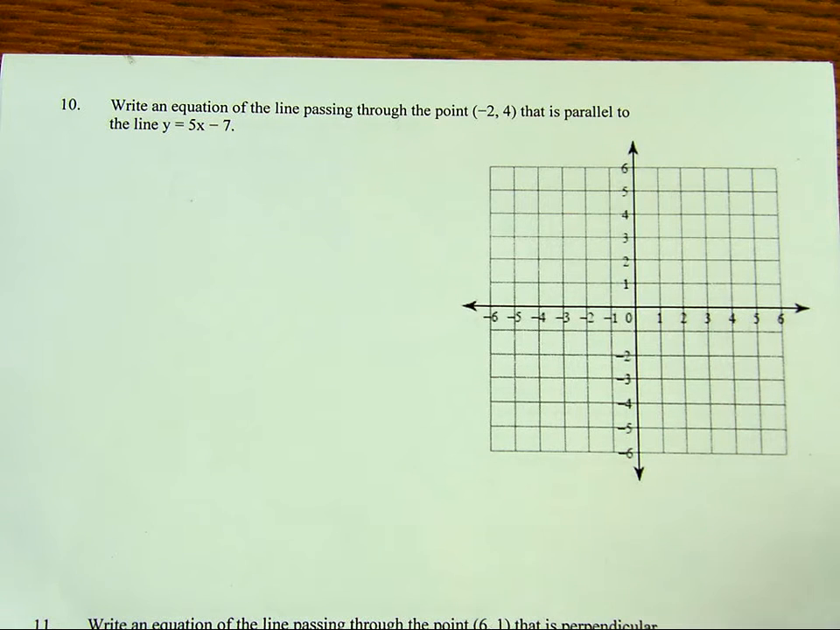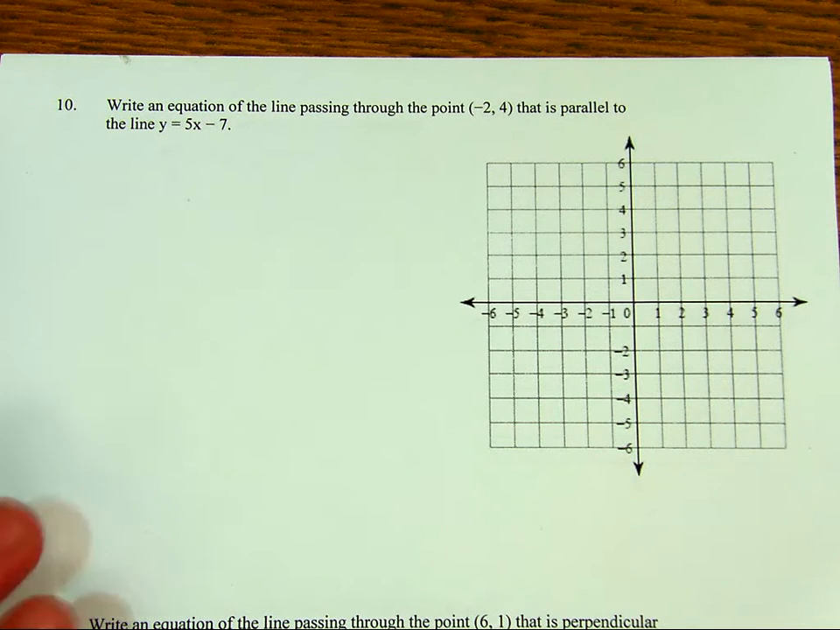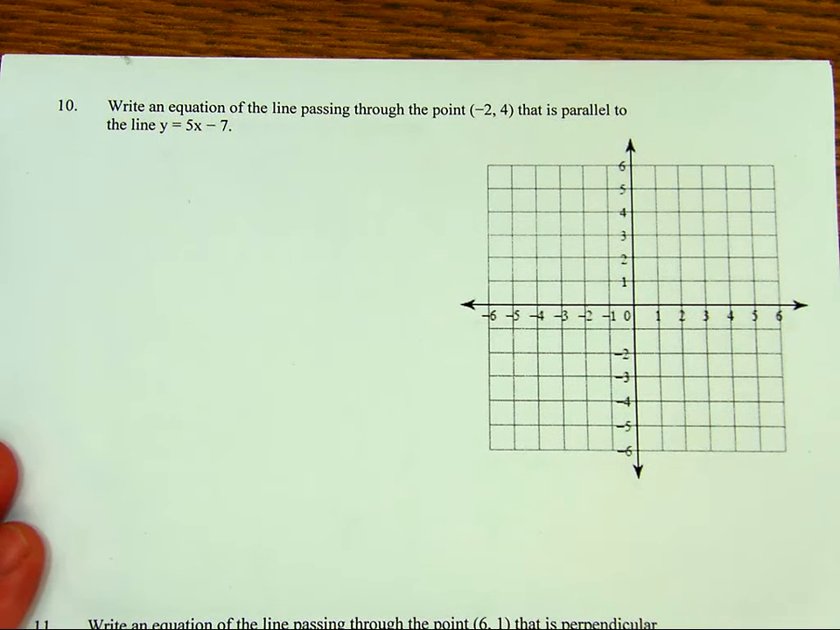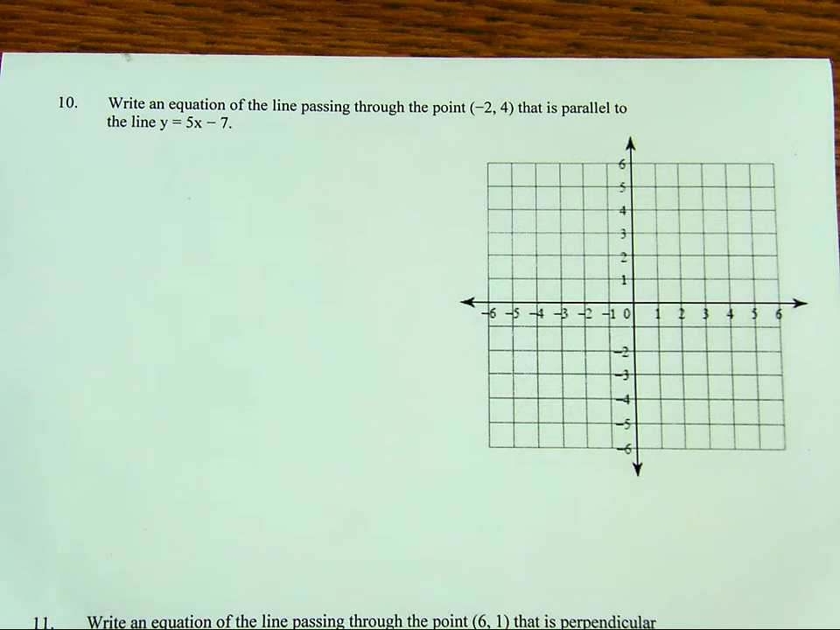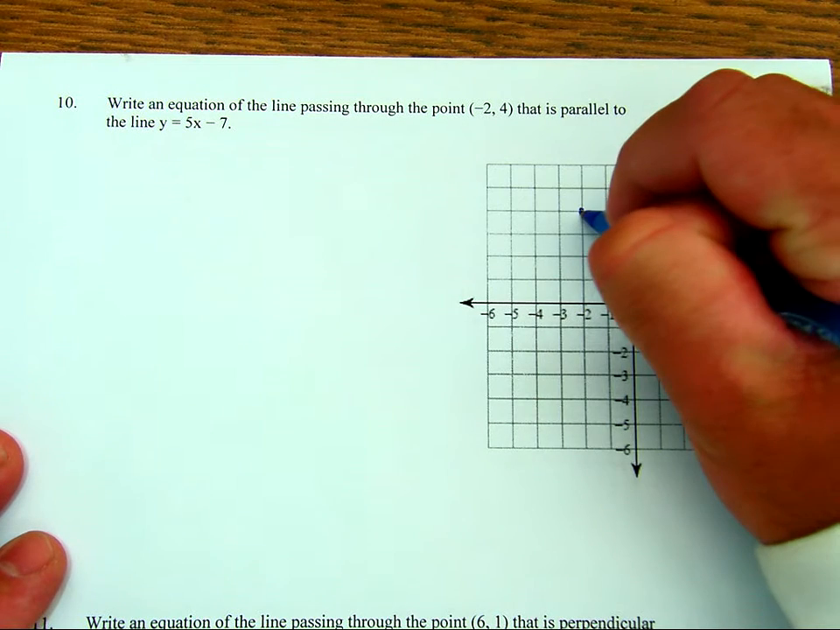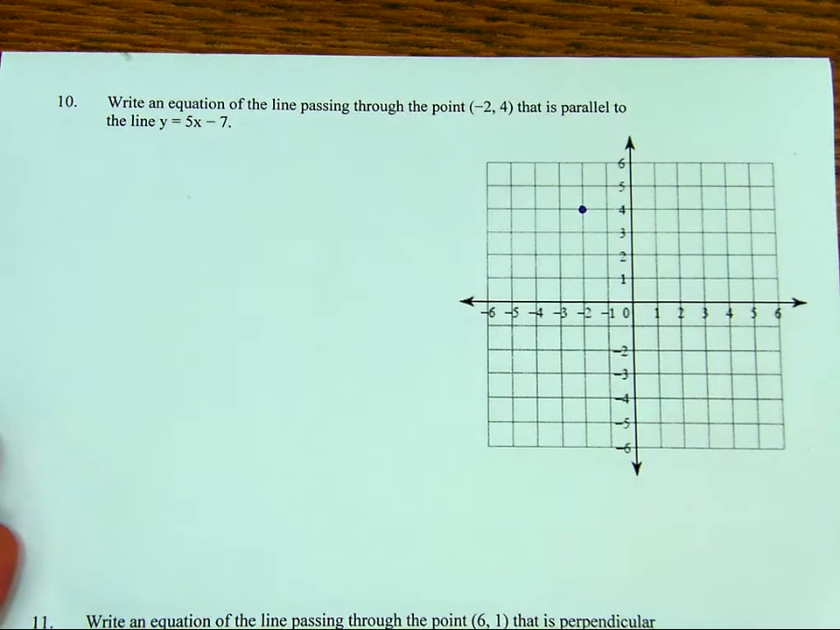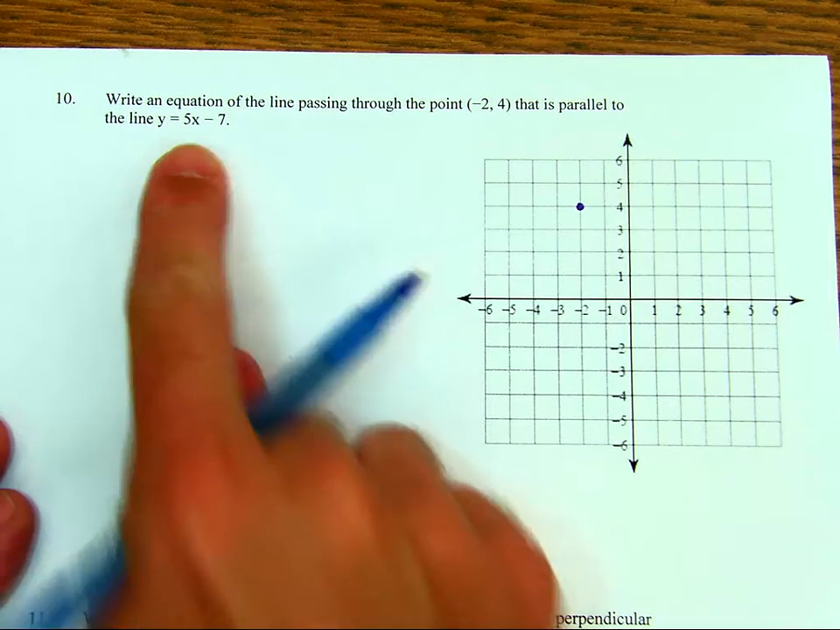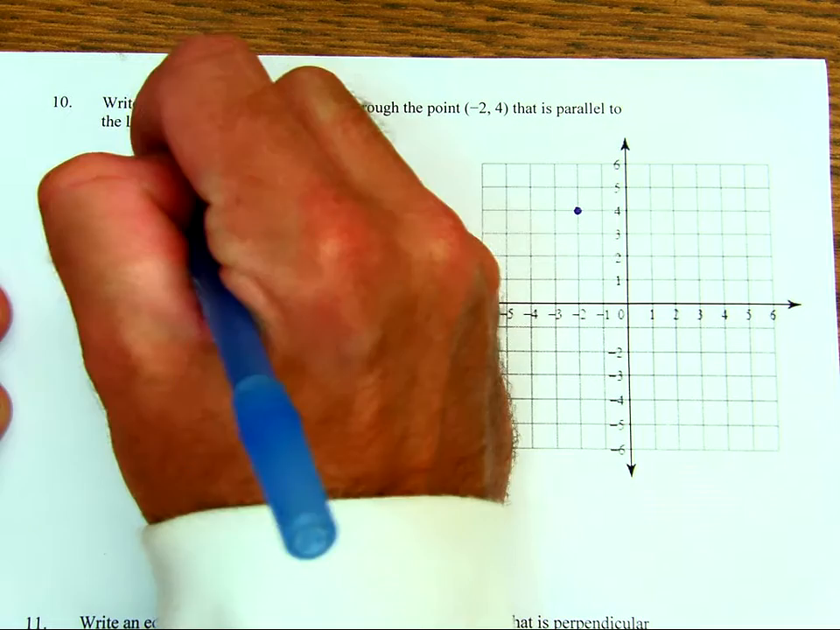Okay, number 10, write an equation of the line passing through the point negative 2, 4 that is parallel to the line y equals 5x minus 7. So I'm just going to start by putting the point at negative 2, 4. And I'm going to graph the line y equals 5x minus 7.